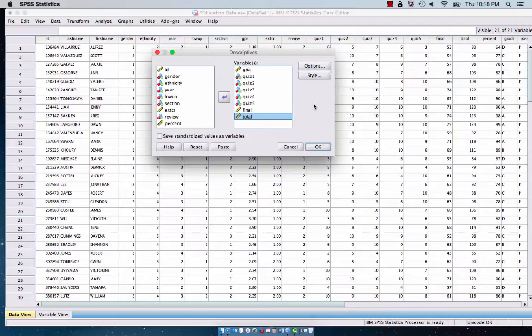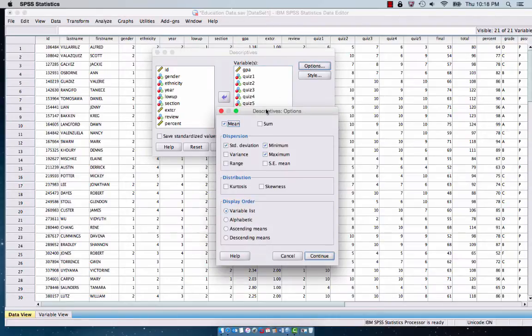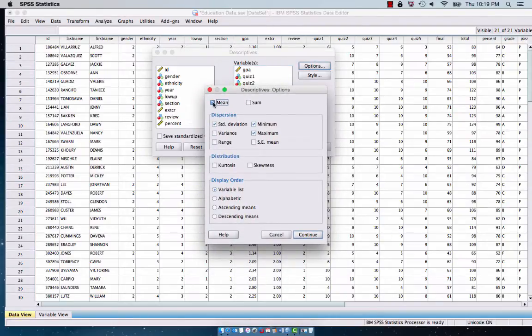But for our interval level scores, to get an average GPA, an average quiz score, an average of the total and the final scores is a perfectly legitimate use of the descriptive procedures. And if we click on options, we can see that the mean is checked, the standard deviation is checked.